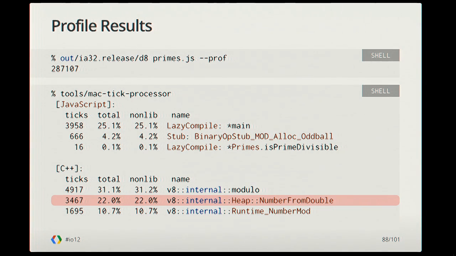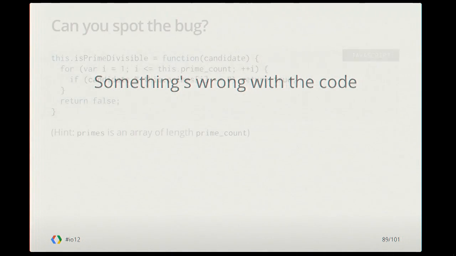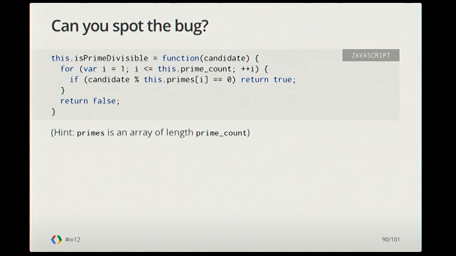I didn't expect that. And then here's another one that's kind of weird. We're doing a conversion from a number, taking a number and boxing it. And we really should be generating very good code for this program. We're spending way too much time doing something that's not executing the JavaScript. We're calling out to libraries. Something is very wrong with this code. So can you spot the bug?